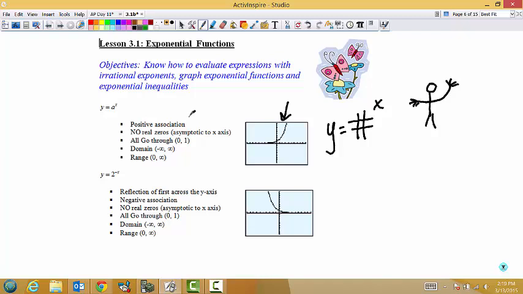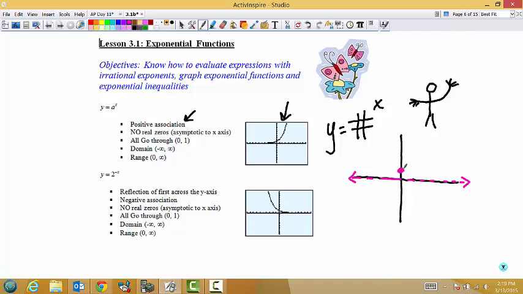And it says it has a positive association. That means it's all on top of the x-axis. It's above all positive numbers. It has no real zeros. It has an asymptote of the x-axis. I'm just going to go ahead and draw it over here to the side. It has a horizontal asymptote at y equals 0.